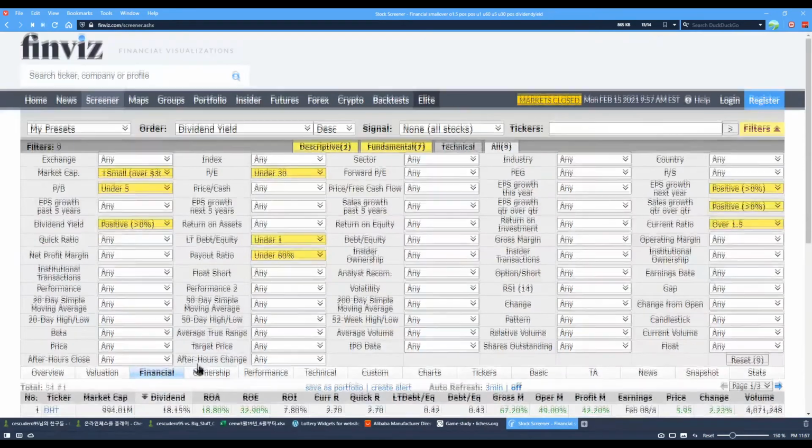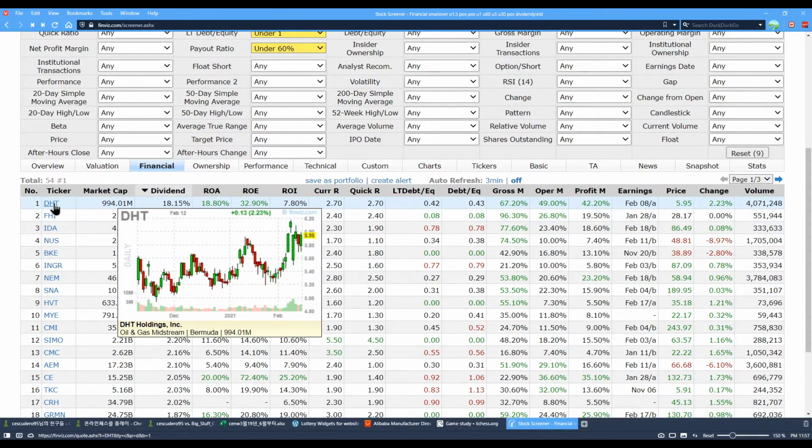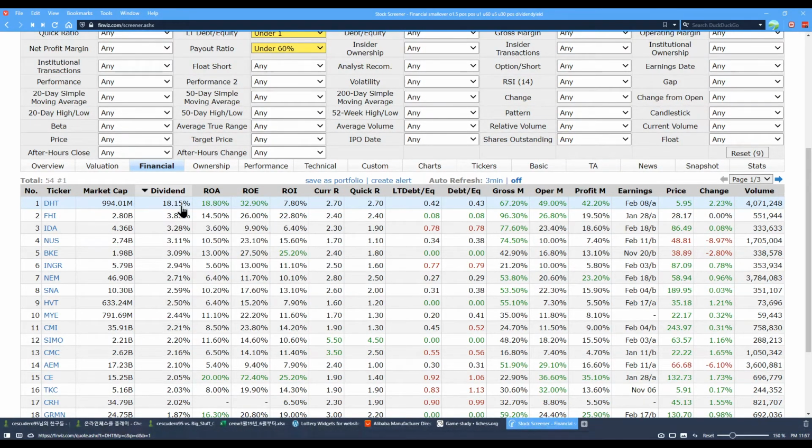So let's see what the highest dividend yield. Look, there's a company with 18% dividend yield. But you don't want to get lured in by that. You have to do some investigation. Why is it trading with an 18% dividend yield? Well, it might be because the market is expecting that dividend to be cut or to be reduced because it's unsustainable for one reason or the other.